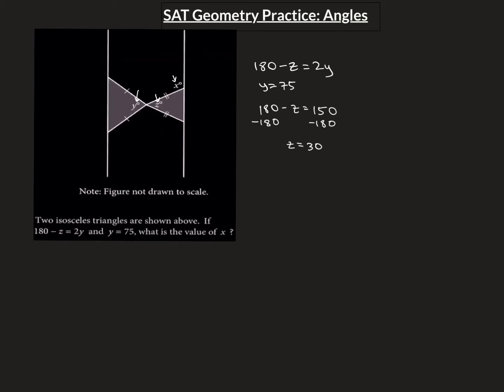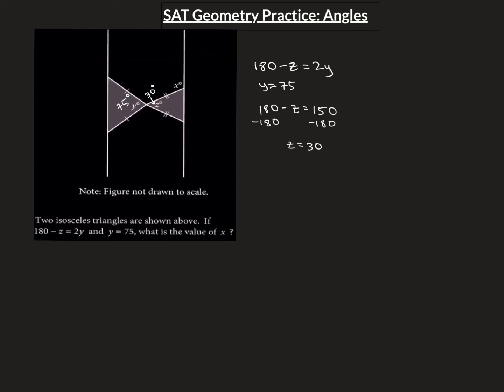So now that we have z and y, we have the information needed to solve for x. First, let's label everything on our given diagram. We have 30 degrees, then we have y as 75 degrees, and x is, of course, still unknown. But we do know that it is an isosceles triangle. So with our z value, just to start, we can find the two other angles, because this is an isosceles triangle, so let's put this here as 30.